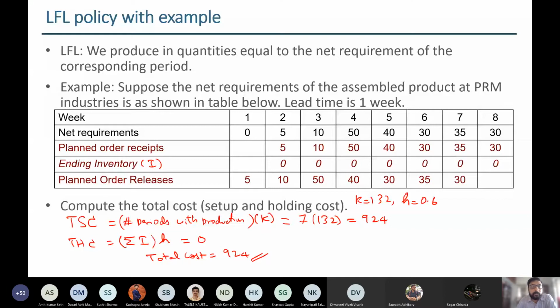So that is the LFL policy. Now let's move on. Let's look at a second very simple policy, the fixed order policy. The fixed order policy, at least the variant that we are discussing today, is defined as: the quantity produced in period T is the sum of the net requirements of P subsequent periods. P is given as a parameter of the policy, we just assume that.